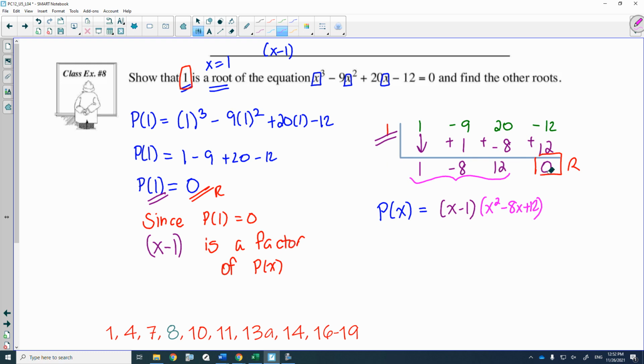We do not need to put plus 0. Okay, so we don't need to do that. I don't need to add a 0. They want me to completely factor this. So we're going to be completely factoring polynomials.